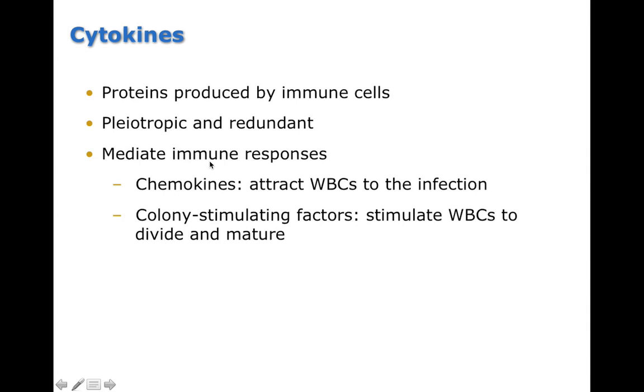Now, these are mediators of the immune response. So chemokines are released by different cells, and they can attract leukocytes or white blood cells to a site of inflammation or infection. And we also have colony stimulating factors, or CSFs. These are released into the bloodstream, and they can stimulate the stem cells of your bone marrow to divide and mature, which makes sense because if you're infected with a particular microbe, you'd want to recruit more white blood cell growth from your red bone marrow.